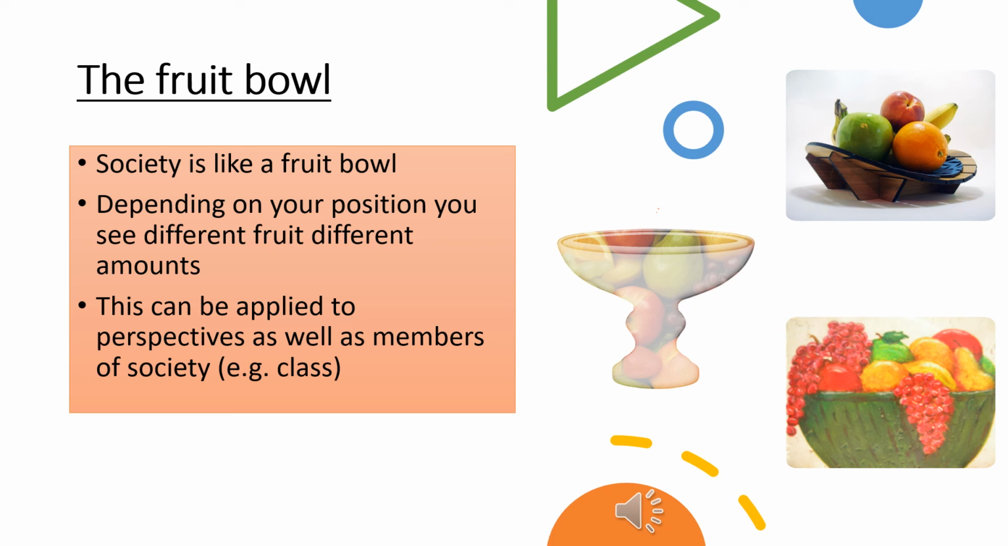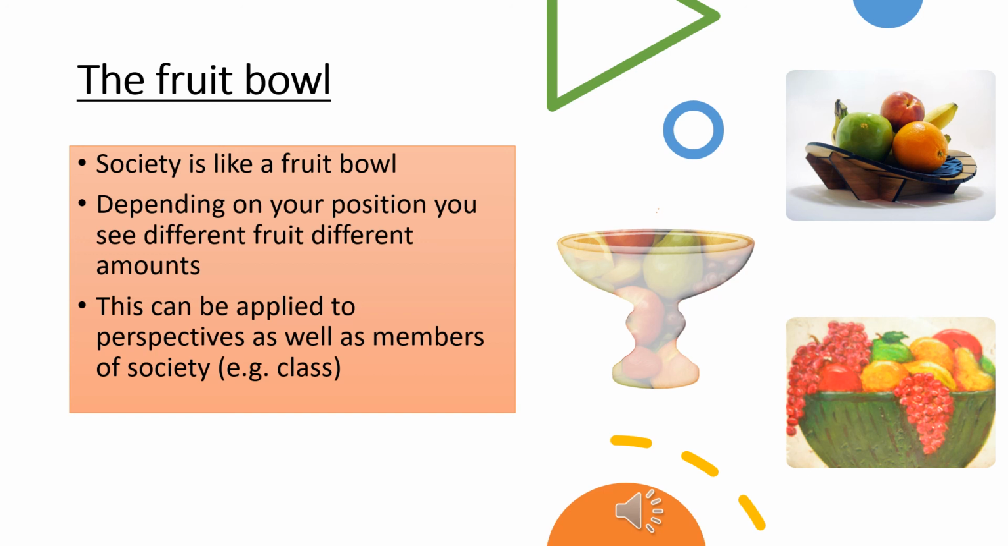So if you put a fruit bowl down in the middle of a table and everyone's sat around it, one person can see one side of the fruit bowl really clearly, really easily, but they can't see maybe what's at the back, or they can't exactly identify how many of a certain fruit is there. The person sitting opposite will have the mirror image, as it were, the completely different view. So that can explain sociological perspectives, that can explain also your position in society.